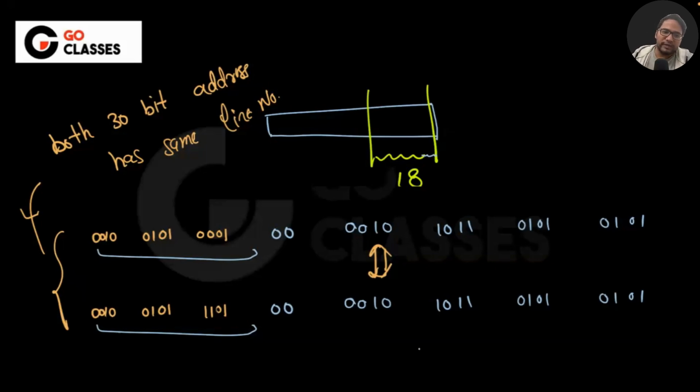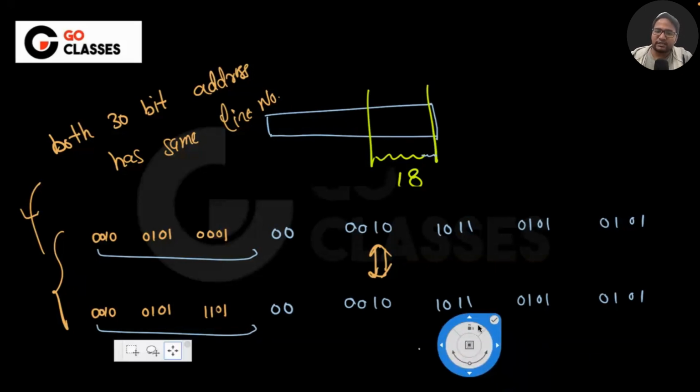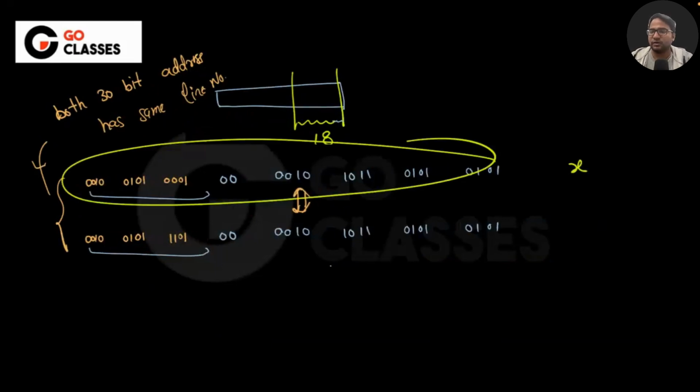Now, let's make it more interesting. Suppose there is some address X, which has some line number, right? Let's suppose this translation is X, the decimal is X. Now, can you tell me after how much, I mean, what should be the next address which is sharing the same line number?